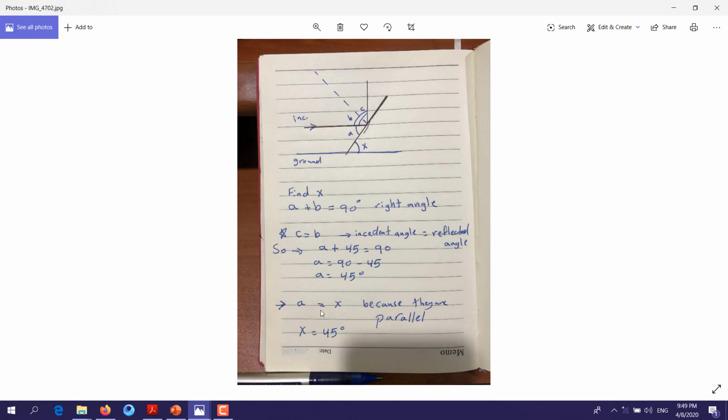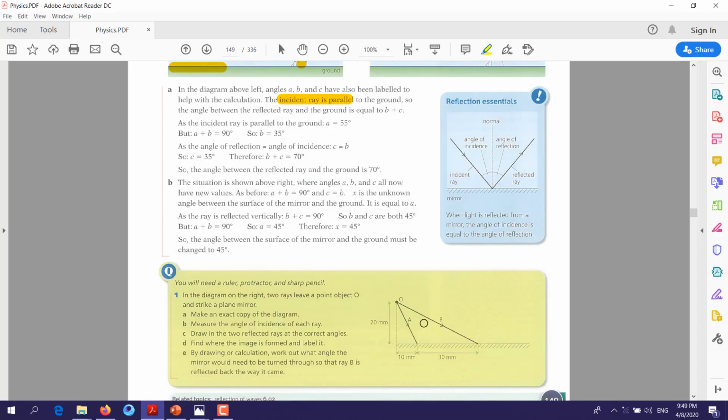Now the second part: A is equal to x. So this angle A is equal to angle x. Why is it equal? Because they are parallel. So x equals 45. I hope everything was clear.